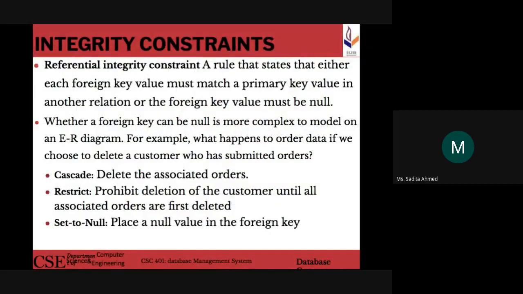Okay? Now, you may think that I don't want to deal with all this trouble of deleting. I don't want to go with cascade. So are there any other options? Yes, there are. Restrict rule, set to null rule.